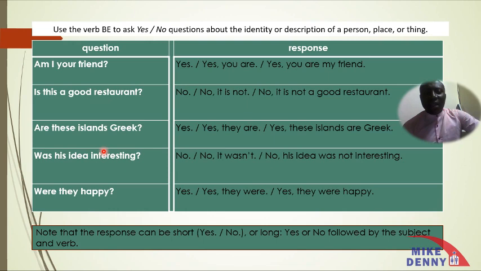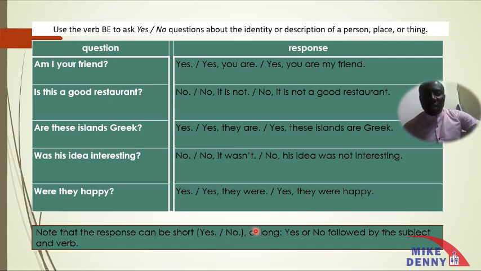Are these islands Greek? Yes. Or yes they are. Or yes these islands are Greek. Was his idea interesting? No. Or no it wasn't. Or no his idea was not interesting. This makes use of the contracted form and this is the full form. Were they happy? Yes. Or yes they were. Or yes they were happy.